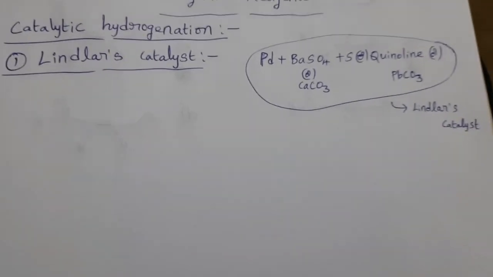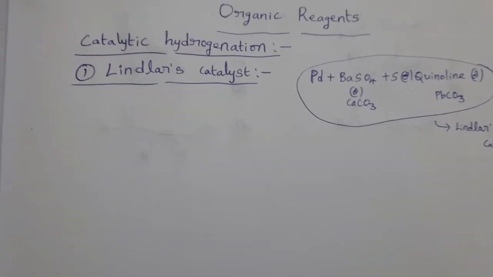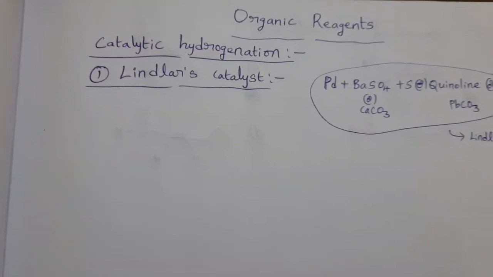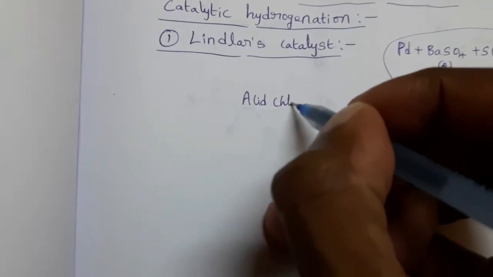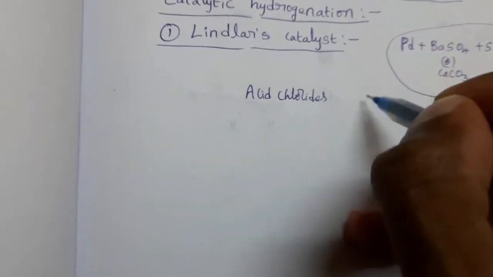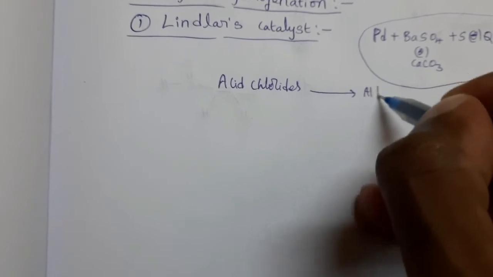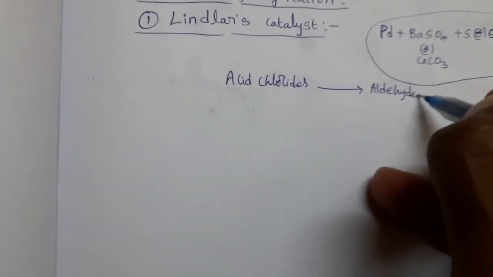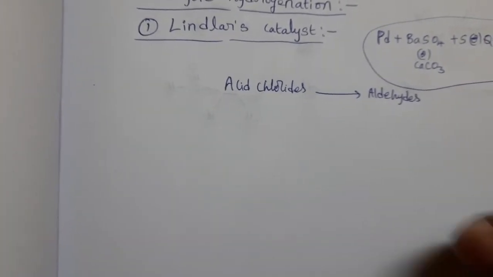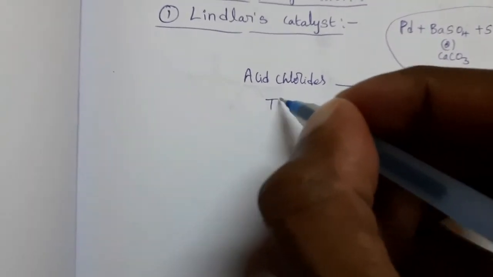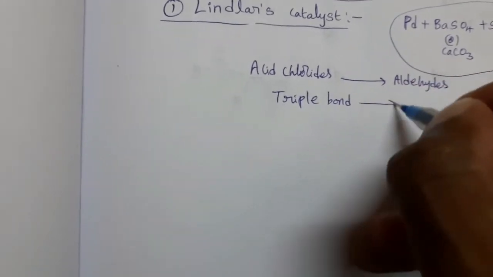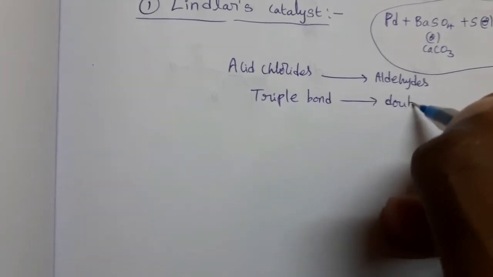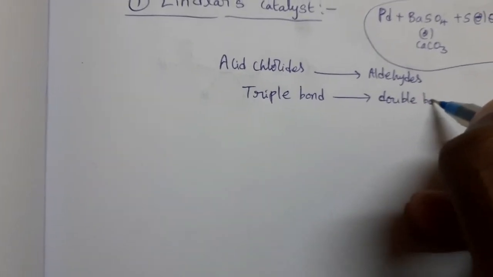What is the functioning of this catalyst? It reduces acid chlorides to aldehydes, and it reduces triple bond to double bond. It cannot reduce double bond.